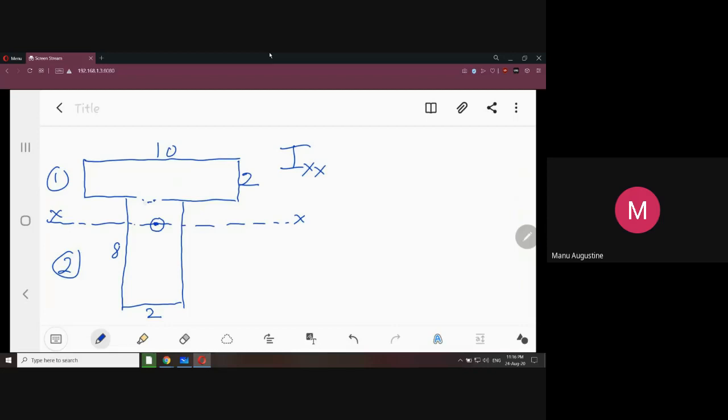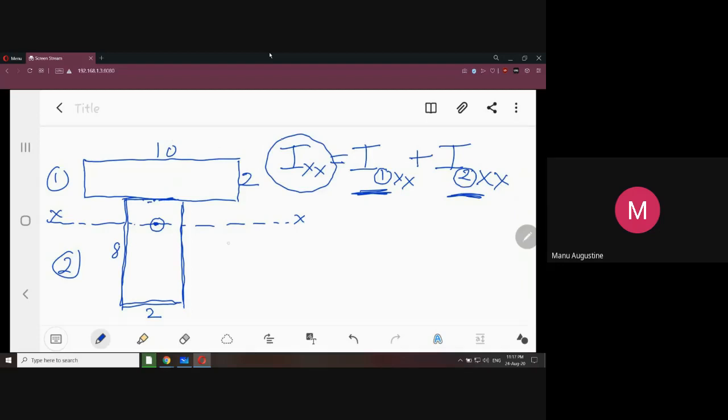Since my T section is comprised of area number 1 and area number 2, I can say that this total Ixx must be the sum of the moment of inertia of the first area about the xx axis and the moment of inertia of the second area about the same xx axis. So we have to individually calculate I1xx and I2xx, and add them together to get the overall moment of inertia about xx for the T section. So let us get started with this.